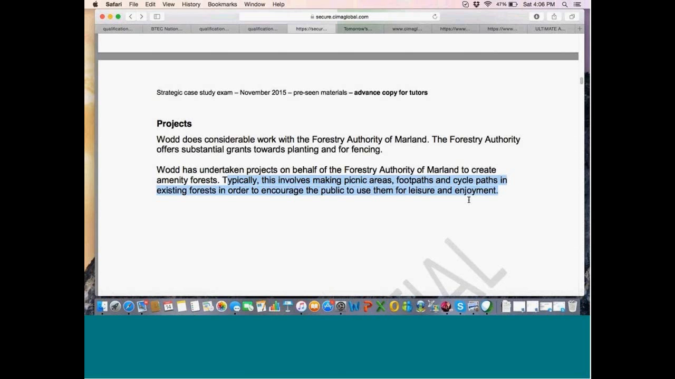It's not clearly stated whether the public pay for it, or it's free of charge. Maybe certain activities are free of charge, maybe certain activities you need to pay. Whatever it is, we need to promote it, right? So how can Wood promote these activities to the public? Social media. Exactly. Facebook, Twitter.